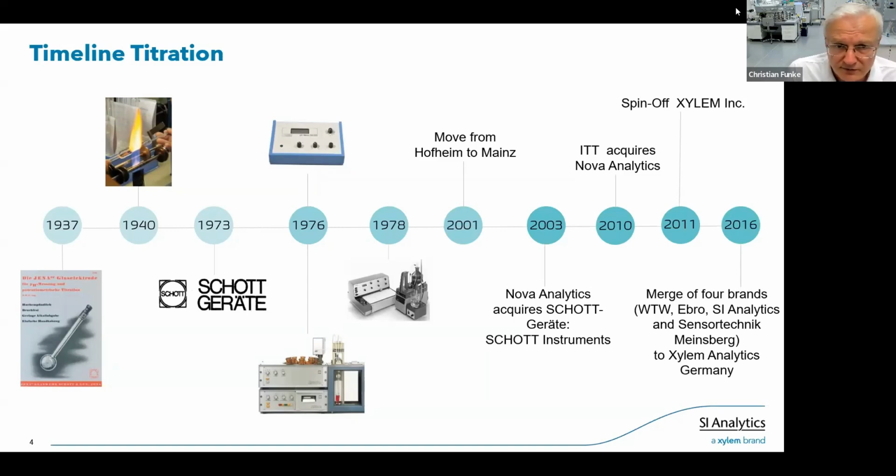It was very successful until 2010, and Novalytics decided to sell this business to a big international corporation called ITT. This was 2010, and in 2011, this big international company with 40,000 employees was split into three independent companies, and one of them was Xylem. So this started the name Xylem. And since 2016, SI Analytics is part of Xylem Germany. Other brands are WTW, Elpro, and Sensortechnik Meinsberg here in Germany. So that's the history, the timeline.